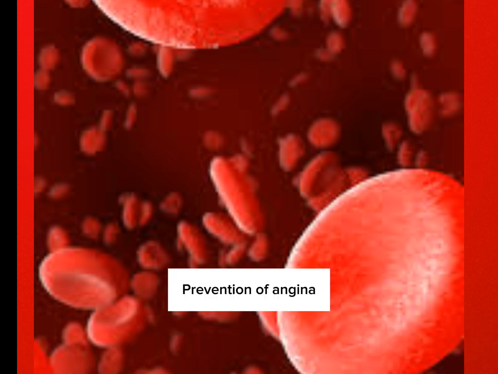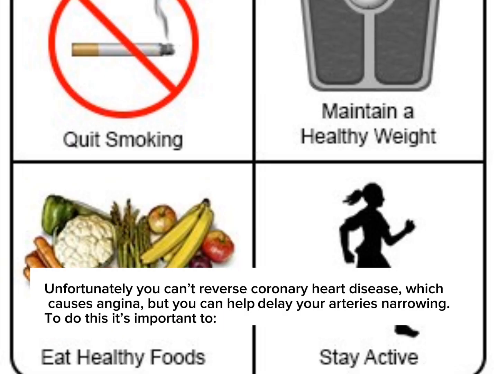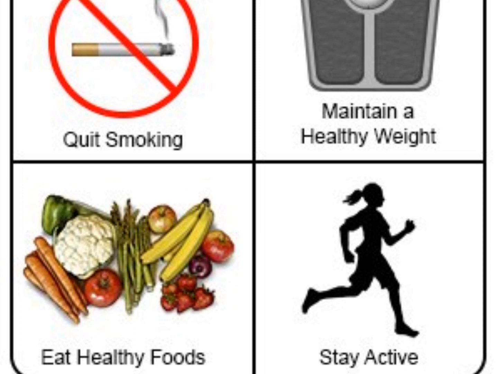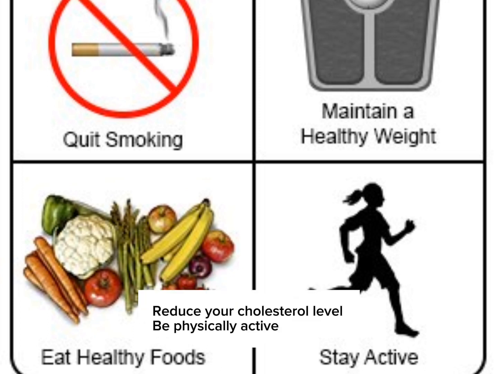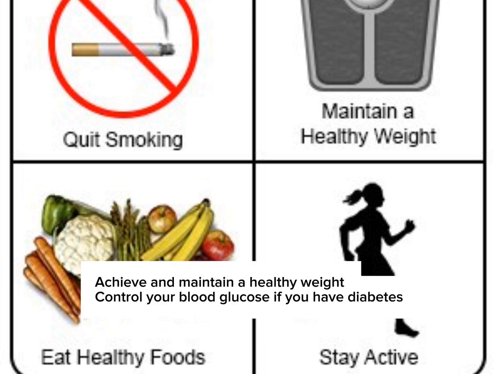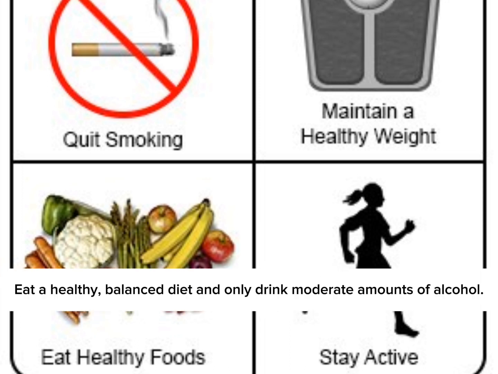Prevention of angina. Unfortunately, you can't reverse coronary artery disease, which causes angina, but you can help delay your arteries narrowing. To do this, it is important to stop smoking, control high blood pressure, reduce your cholesterol level, be physically active, achieve and maintain a healthy weight, control your blood glucose if you have diabetes, eat a healthy diet, and only drink a moderate amount of alcohol.